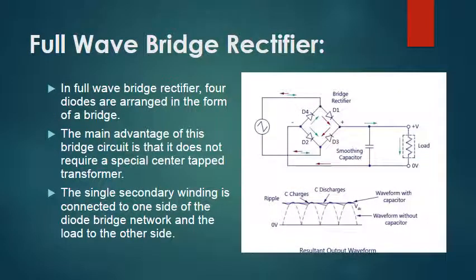So in the full wave bridge rectifier, four diodes are arranged in the form of a bridge. As you can see here, four diodes are placed here which work as a bridge. And then the main advantage of the bridge circuit is that it does not require any specific center tap transformer, and we do not need any specific tap transformer in it. Then the single secondary winding is connected to one side of the diode bridge network and the load to the other side, as you can see in the picture.